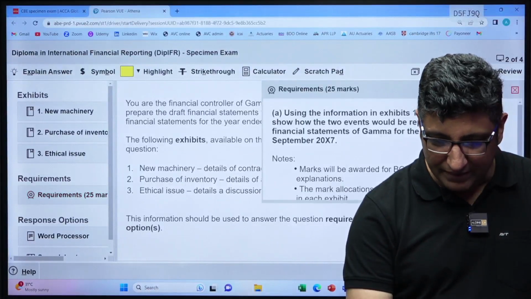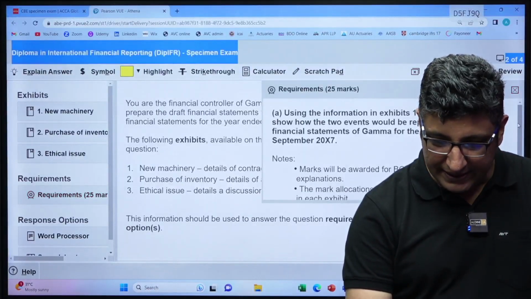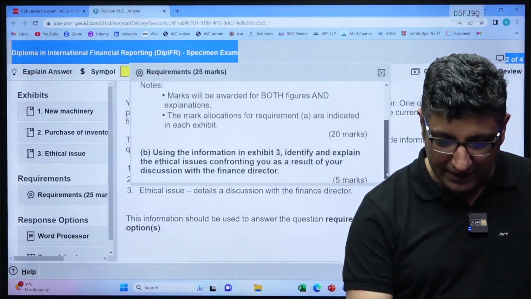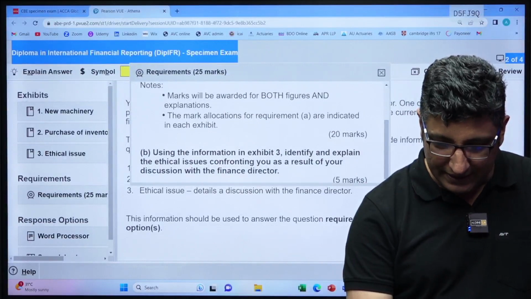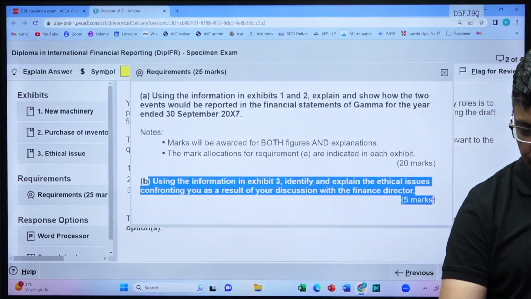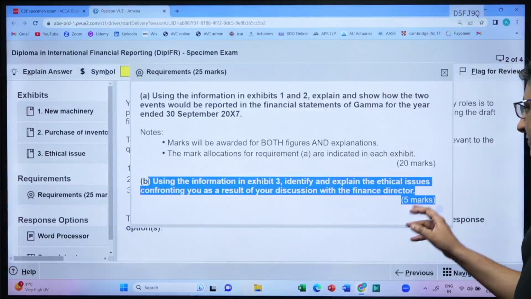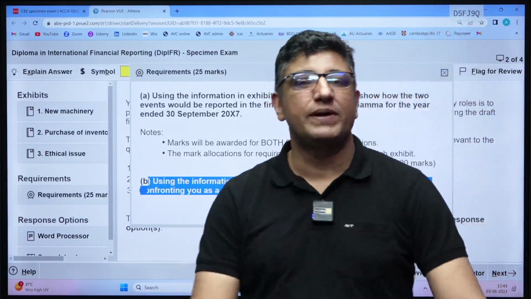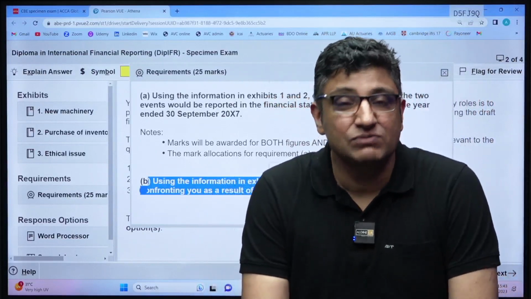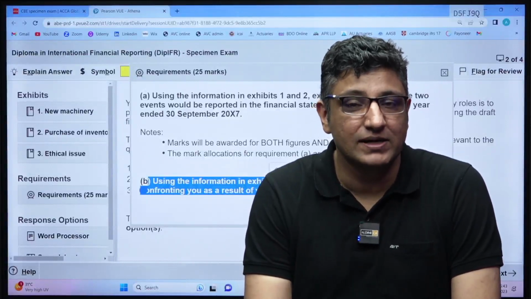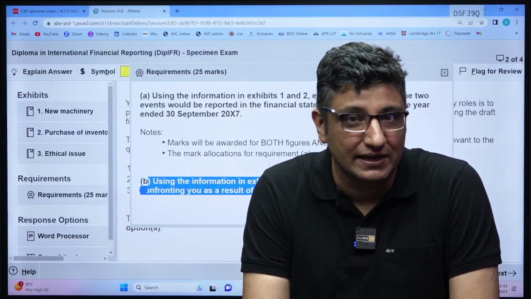I need to look at my requirements first of all. It says that my requirement, as far as the third part is concerned, asks me that using the information, identify and explain the ethical issues confronting you with respect to the finance director, and the question is for 5 marks. So for 5 marks, I'm supposed to explain this to my examiner, and please bear it in mind, these 5 marks are necessarily tested in your examination. Out of the 100 marks, do expect a 5 marks question on ethical consideration.